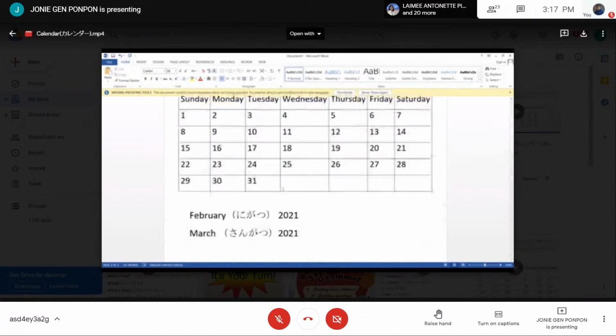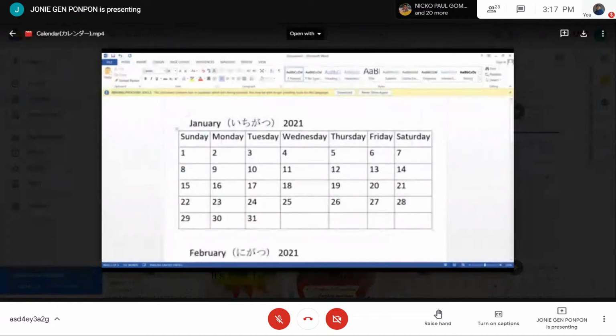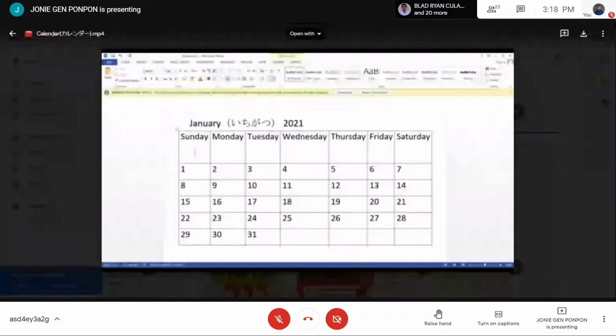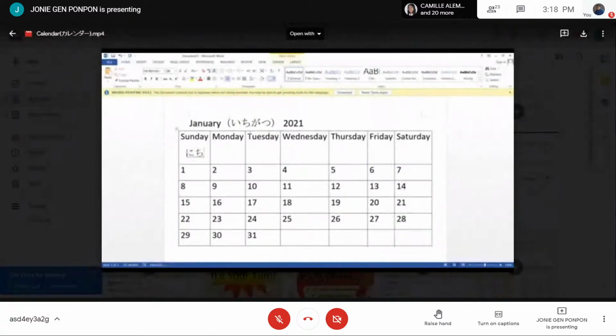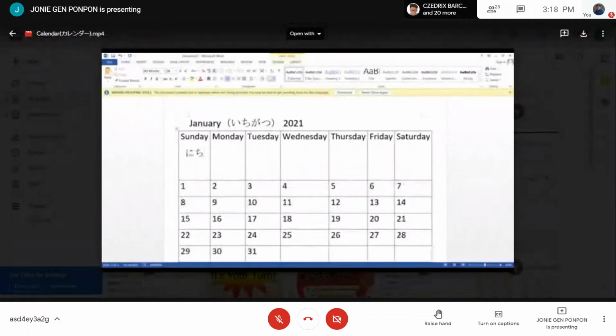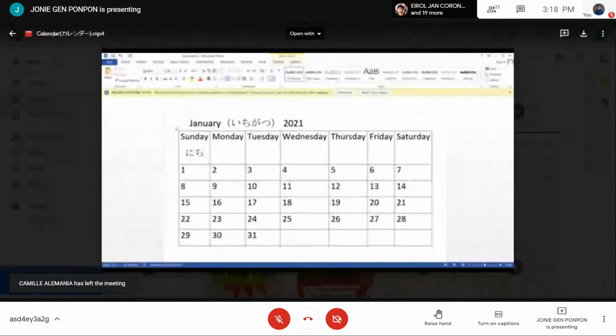I have a calendar here as an example, to make it easier. Yobi is the suffix. For Sunday, the word before yobi is nichi. So nichi plus yobi is nichiyobi. Sunday is nichi plus yobi.